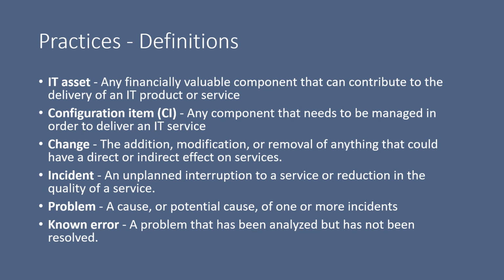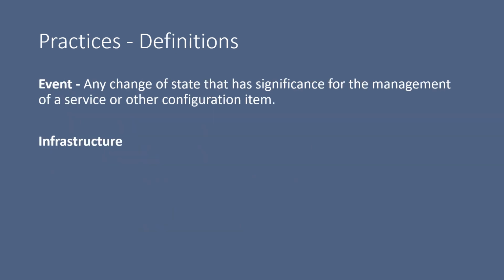Change, the addition, modification or removal of anything that could have a direct or indirect effect on services. Incident, an unplanned interruption to a service or reduction in the quality of a service. Problem, a cause or potential cause of one or more incidents. Known error, a problem that has been analyzed but has not been resolved. Event, any change of state that has significance for the management of a service or other configuration item. There are 3 types of events: informational, warning, and exception events.